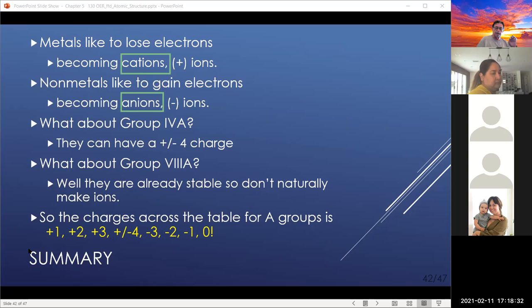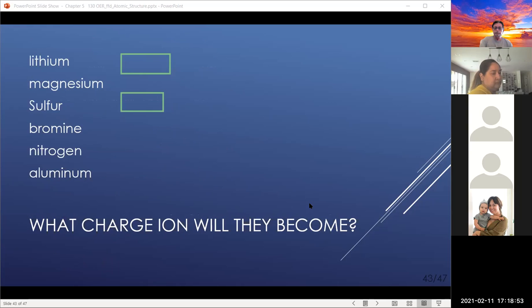Okay. So across the board, this kind of helps you out there. +1, and this is again for the A elements: +1, +2, +3. Group 4 can go, depending on what the conditions are, +4, -4. And then you jump into -3, -2, -1. And then obviously group 8 are the noble gases, across the A group. Let me clear this up here.